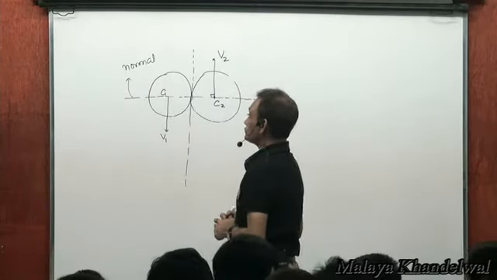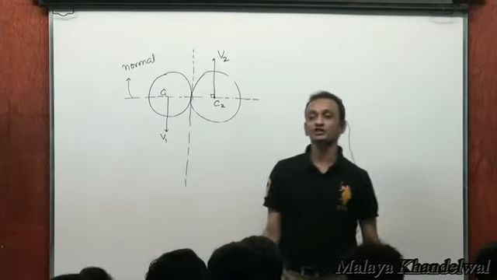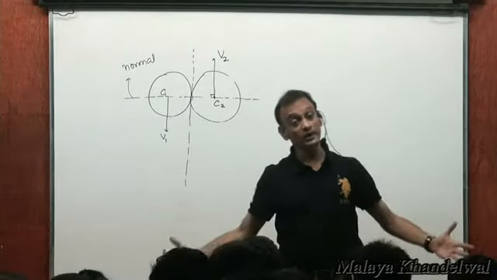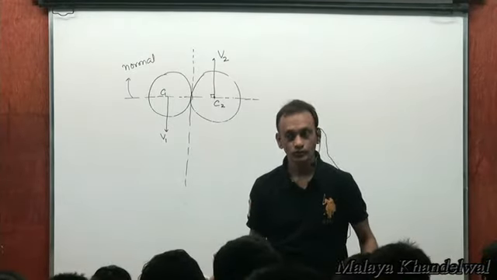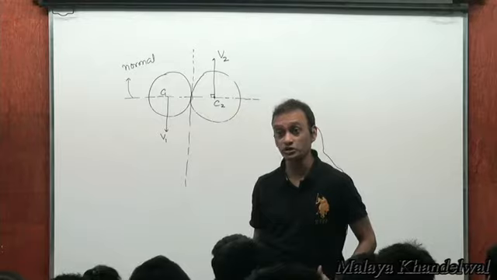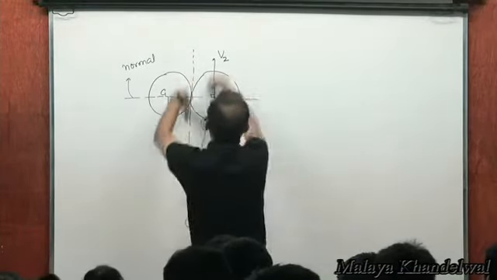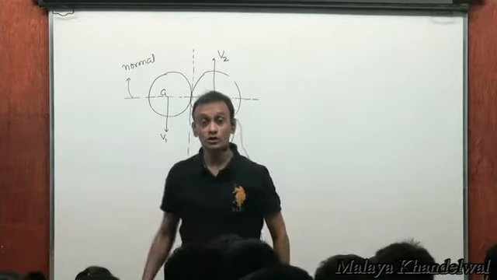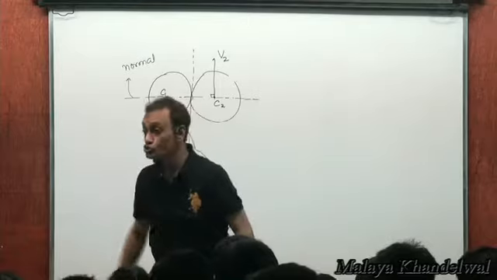Now, are these two particles colliding with each other? No, because there is nothing that is happening in the common normal direction. They are not colliding. This is not collision. These particles are only brushing past each other. That's all. They are not colliding.